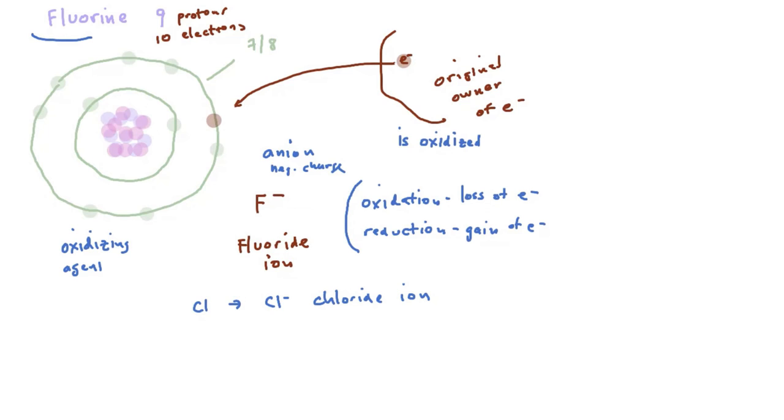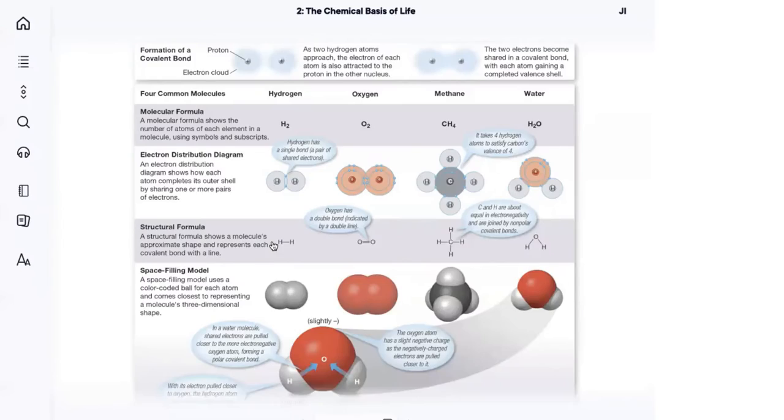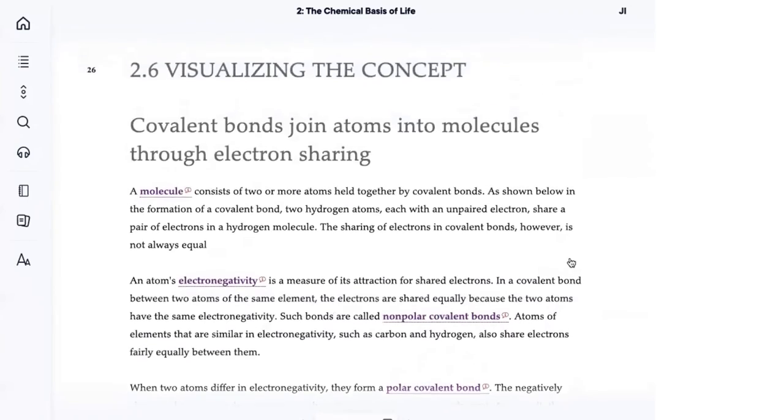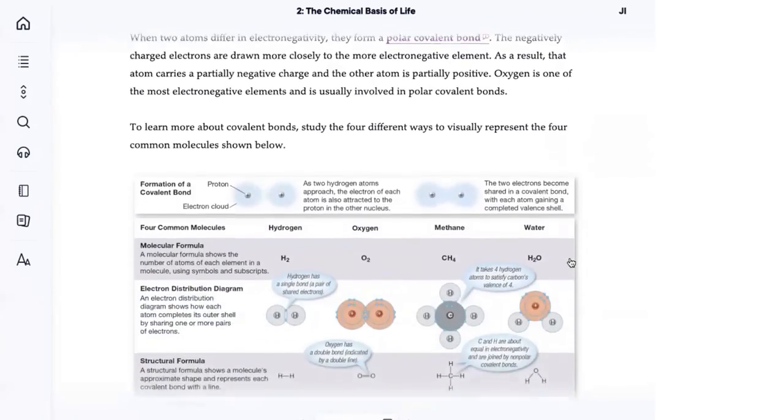Let's see where we were. Back to my original share. Oh, not the original share, the other share. Okay. And we're looking at, we're still talking about atoms there.